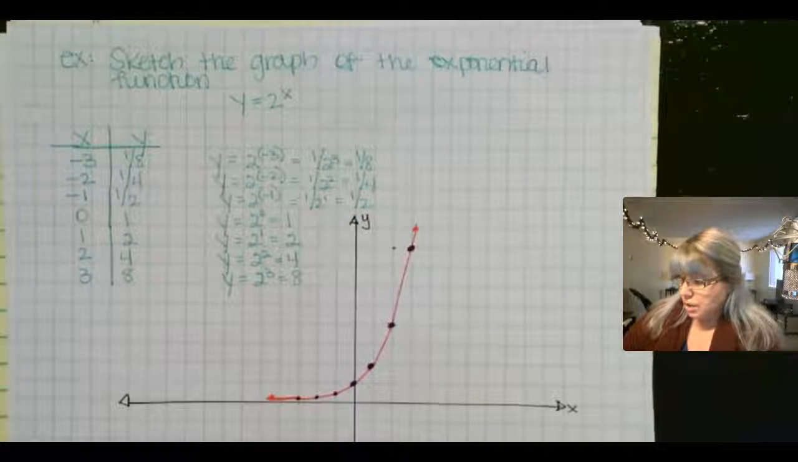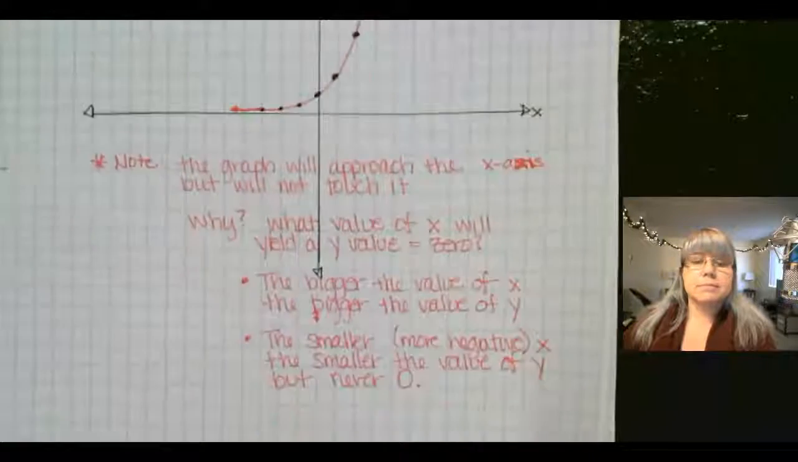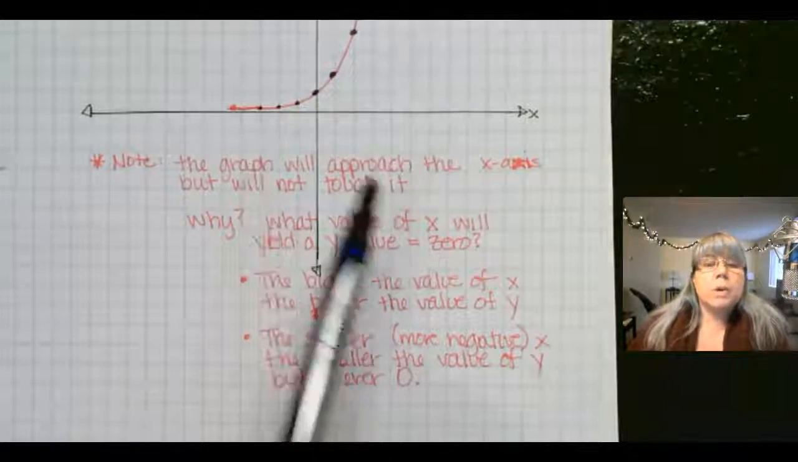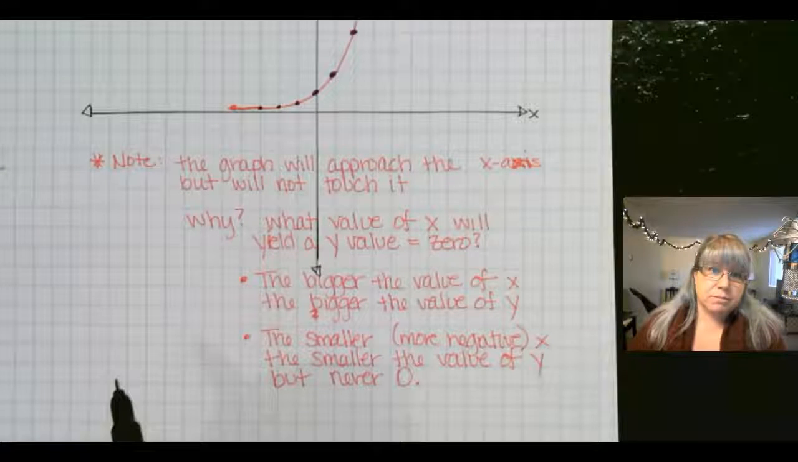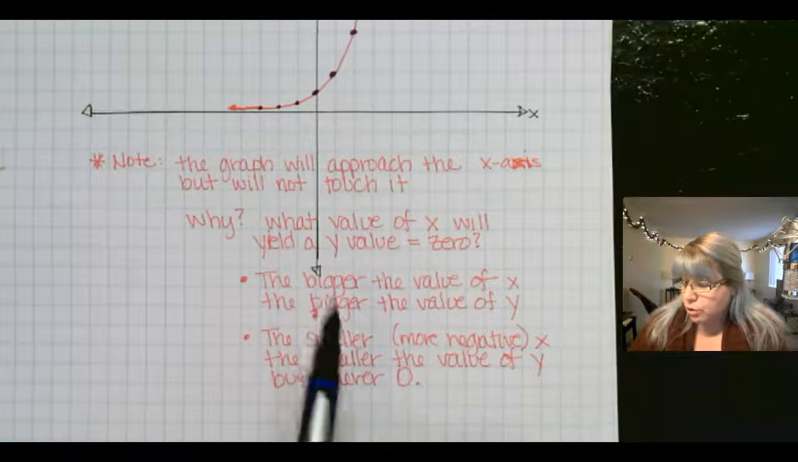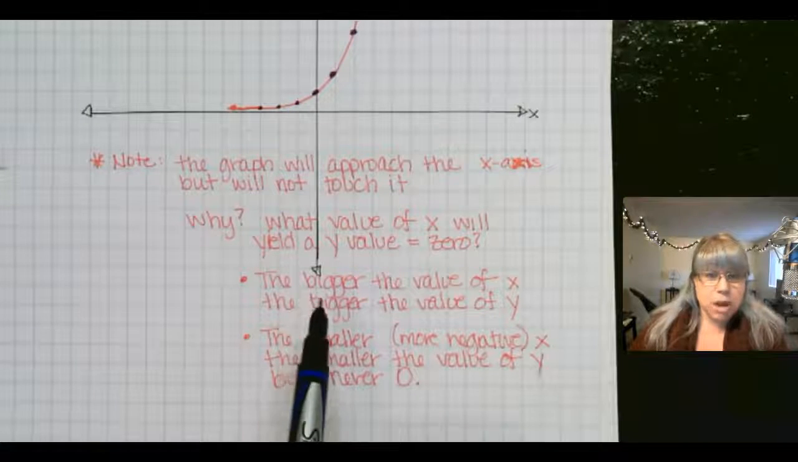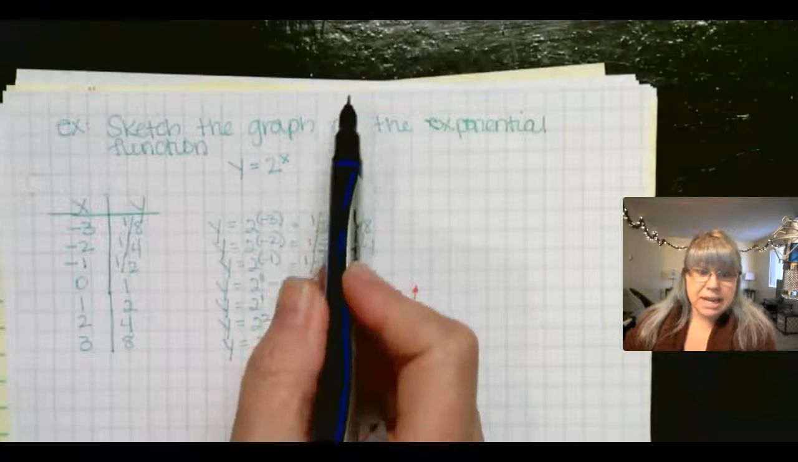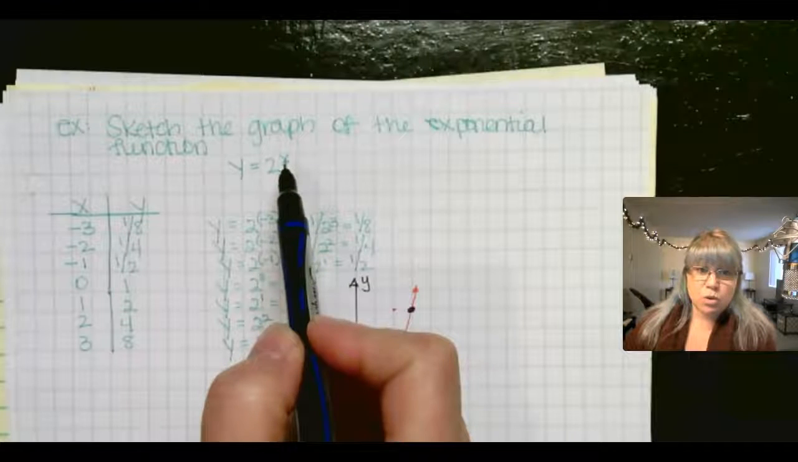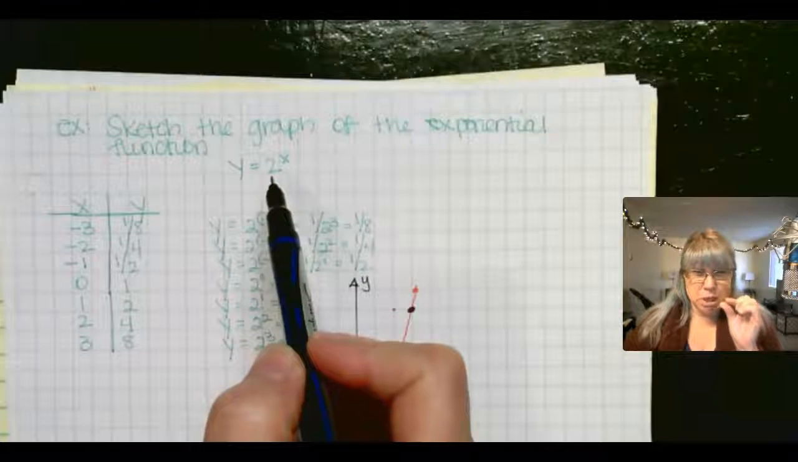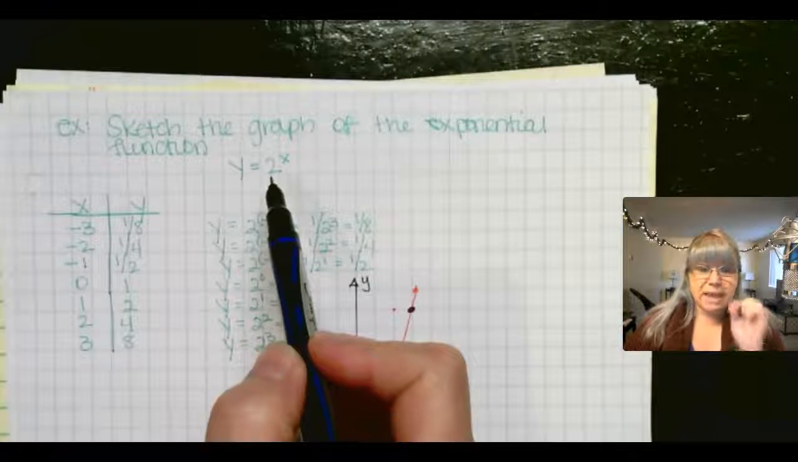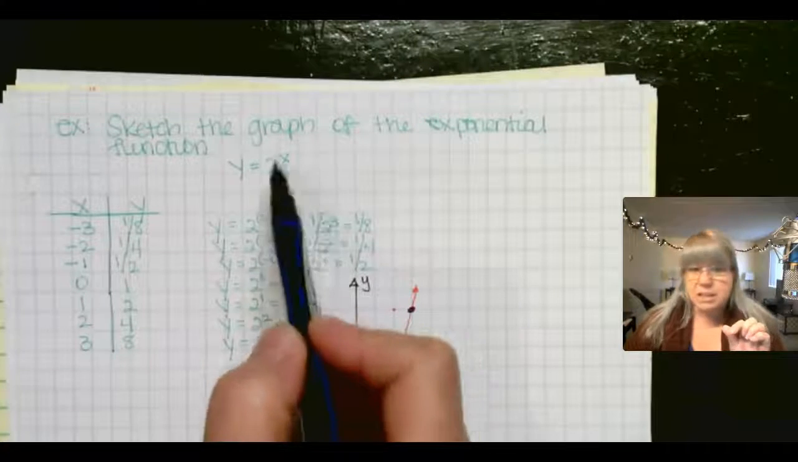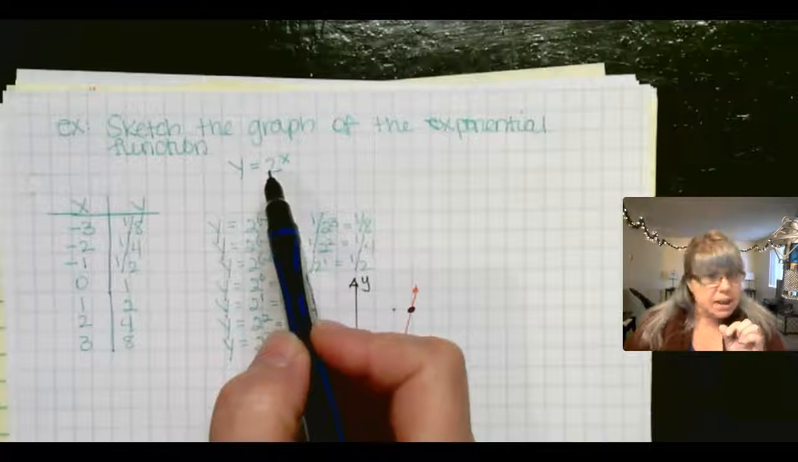Now, I do want to say, the graph will approach the x-axis, but it won't touch it. There is no value of y that will produce a 0, because any positive exponent will make this thing grow bigger, bigger, bigger, bigger. Any negative exponent will just make it go closer and closer and closer and get smaller and smaller and smaller, but it will never be 0. There's no x value that will force that value to be 0. It will come really super close, but it never meets 0.